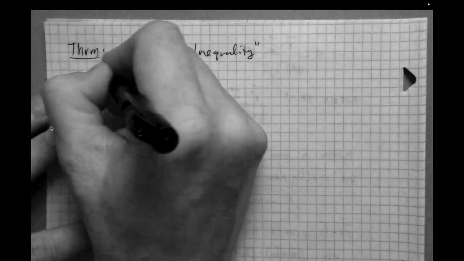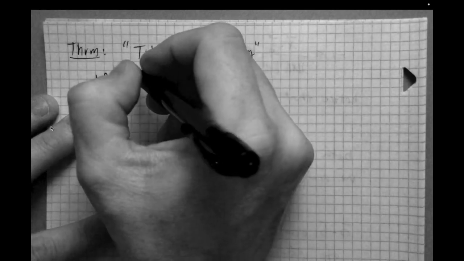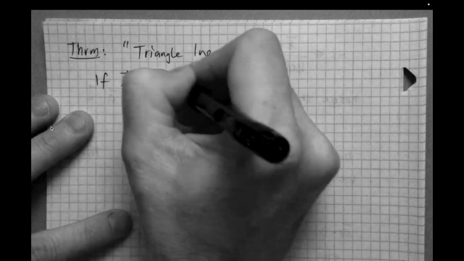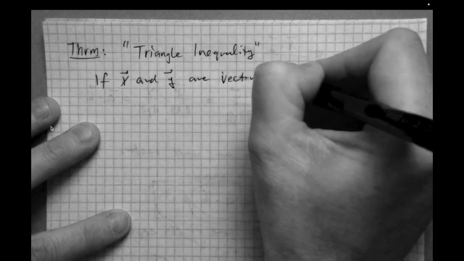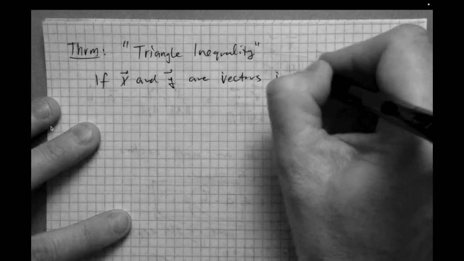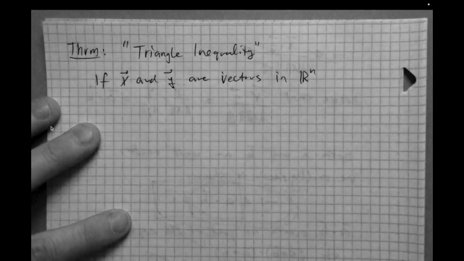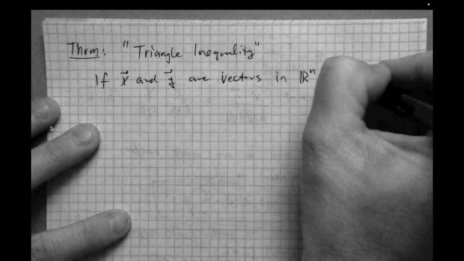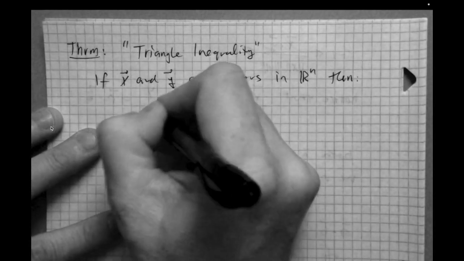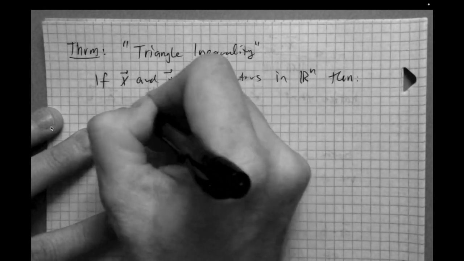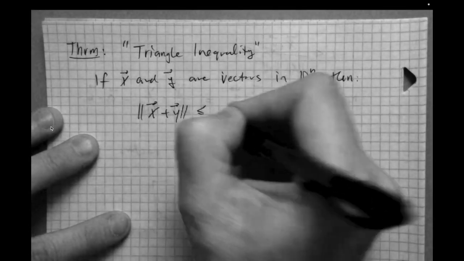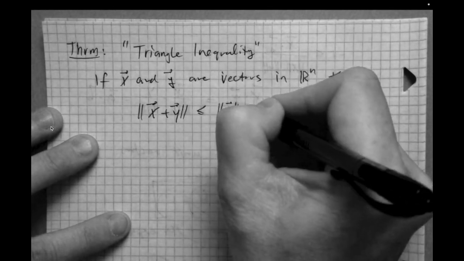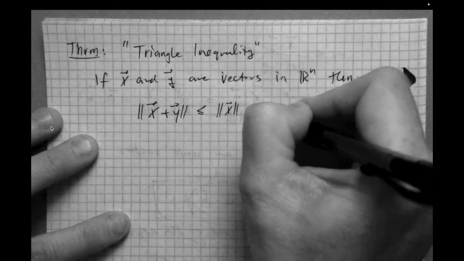Okay, so let's talk through the triangle inequality. So if x and y are vectors in Rn, okay, in Rn, then the norm of x plus y is less than or equal to the norm of x plus the norm of y.